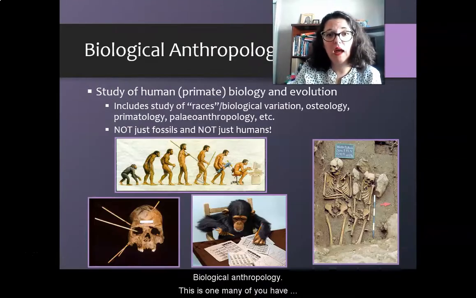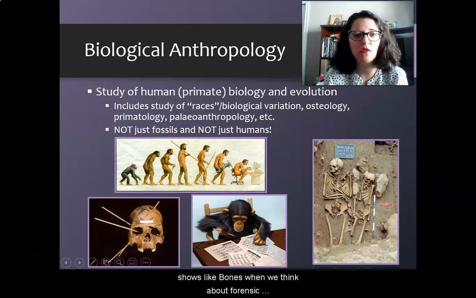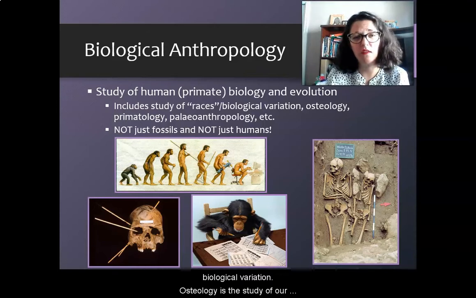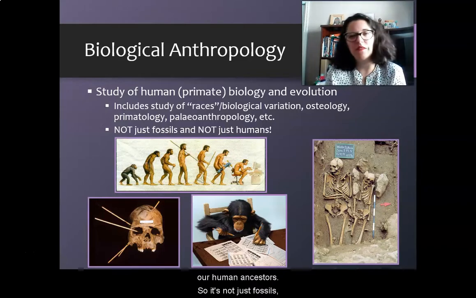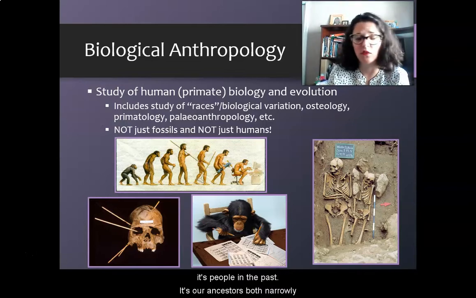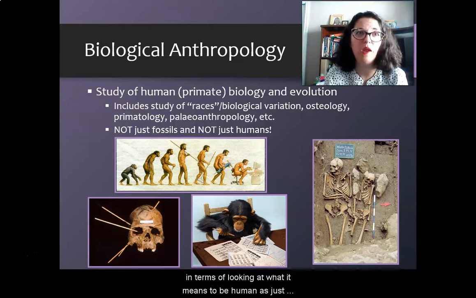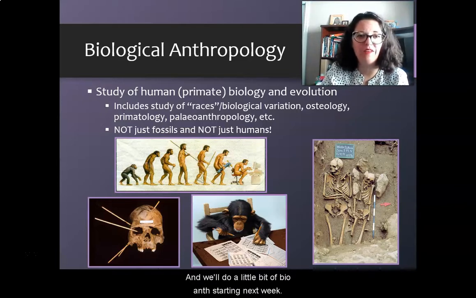Biological anthropology. This is what many of you may have been exposed to in popular culture thanks to shows like Bones. When we think about forensic anthropology, this is the study of human biological variation. Osteology is the study of our skeletal system, primates, and our human ancestors. So it's not just fossils, it's not just humans, it's living people today, it's people in the past, it's our ancestors, both narrowly in terms of looking at lineages, but also very broadly in terms of looking at what it means to be human as just one kind of primate that lives on this earth. And we'll do a little bit of bioanth starting next week.